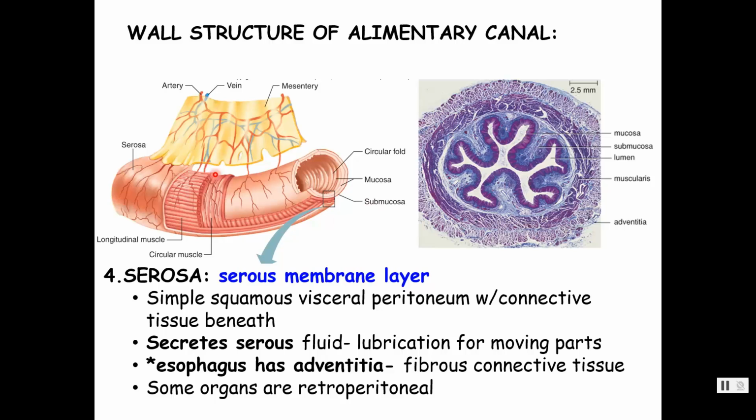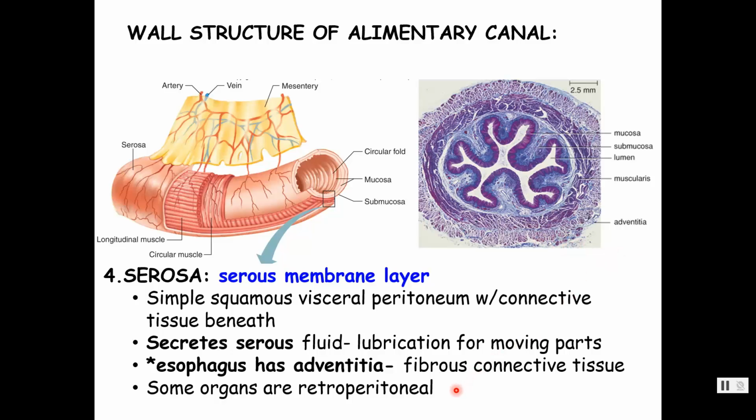Then the outermost layer for these organs, the majority of them are going to have a serosa. And so this is just that visceral peritoneum that's going to have connective tissue underneath. It's going to secrete serous fluid, and so we're going to get that lubrication for moving parts. If you don't feel your small intestines, you don't feel that peristalsis, you don't feel any segmentation. Something that's special about the esophagus: it does not have a serosa. It has an outer adventitia. So that makes the esophagus special.